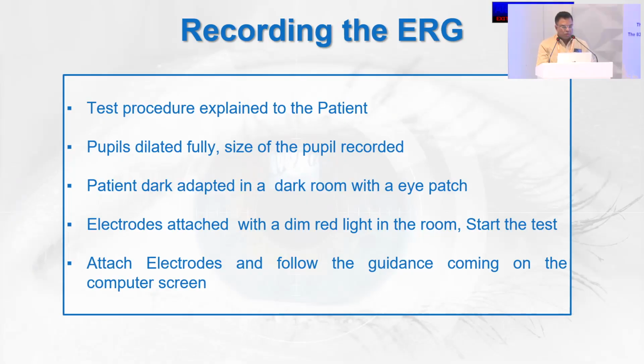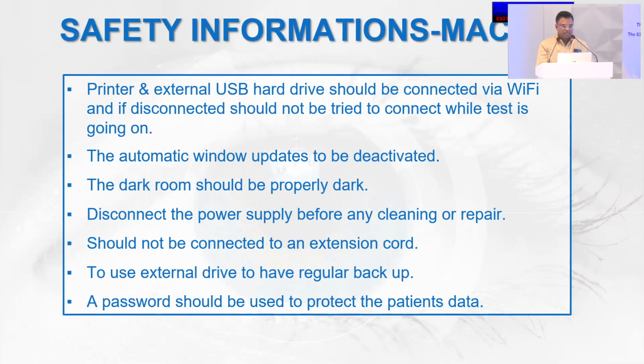For recording the ERG, one has to explain the test procedure to the patient. The pupil should be dilated, the patient dark adapted in a dark room with an eye patch, and the electrodes attached with a dim red light in the room, and then we start the test. Attach the electrode and follow the guidelines coming on the computer screen.